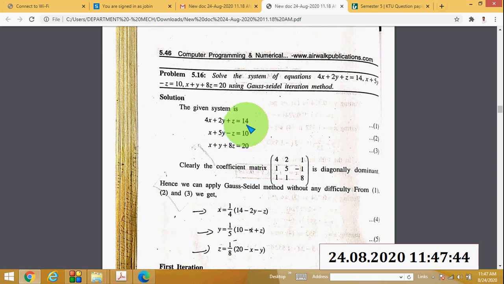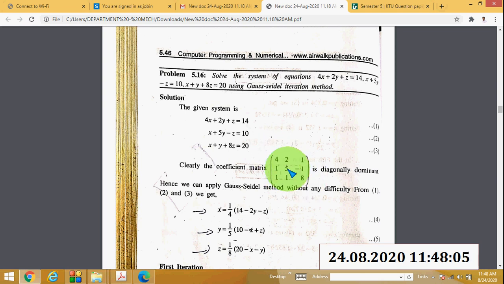Okay, so first you have to check one condition. The condition is, first you have to write the coefficient matrix. The coefficient matrix is 4 2 1, 1 5 minus 1, 1 1 8. So this is the coefficient matrix. You have to write the coefficient matrix and check that it is diagonally dominant.